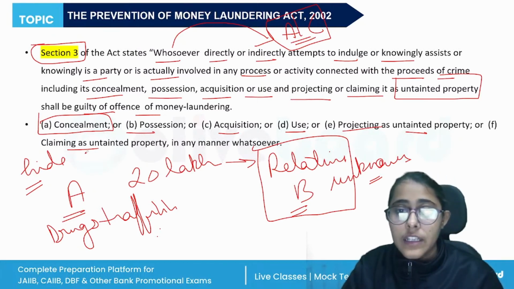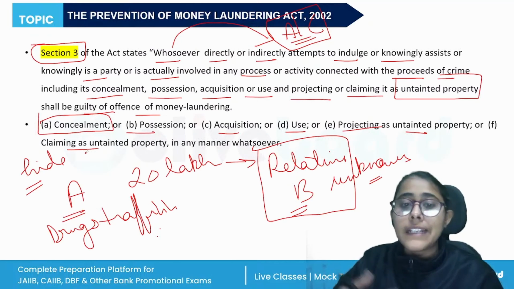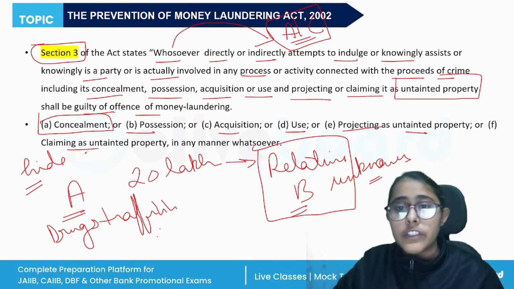All right. So now, powers of directors. There is a director who is to be appointed and they will be given certain powers.